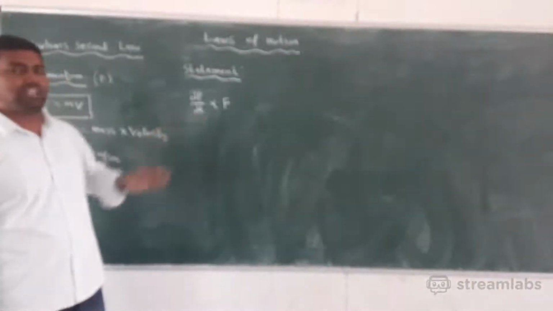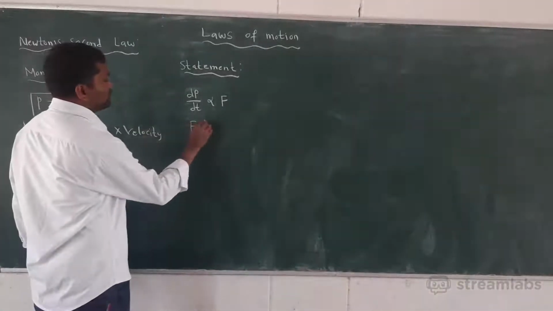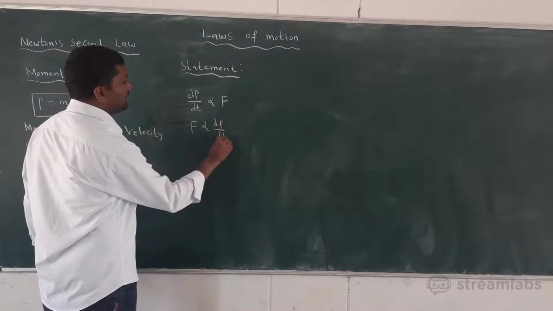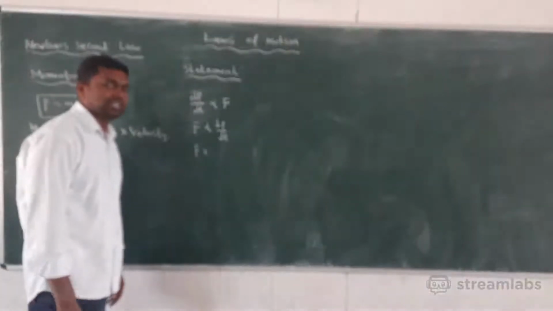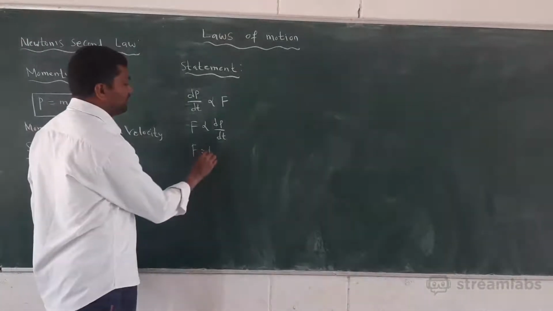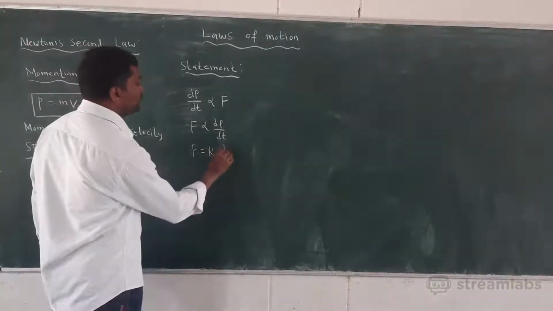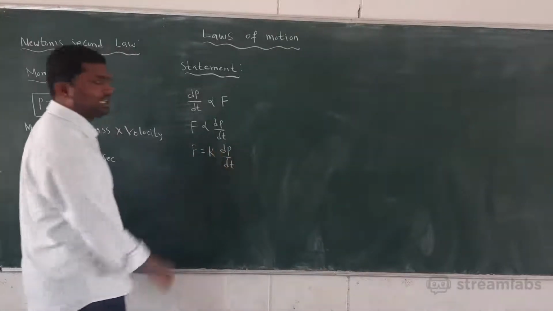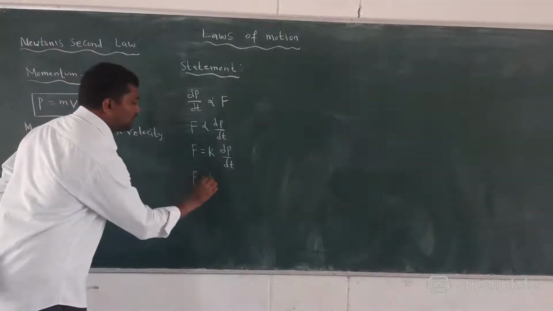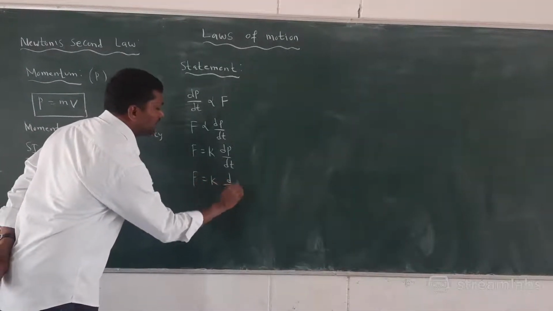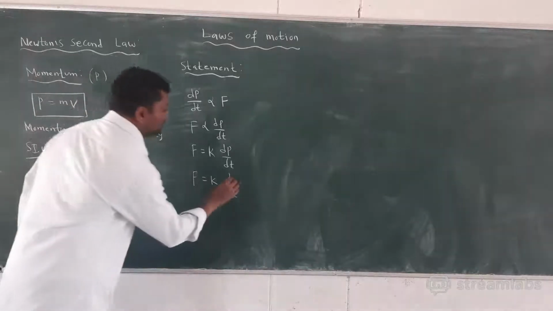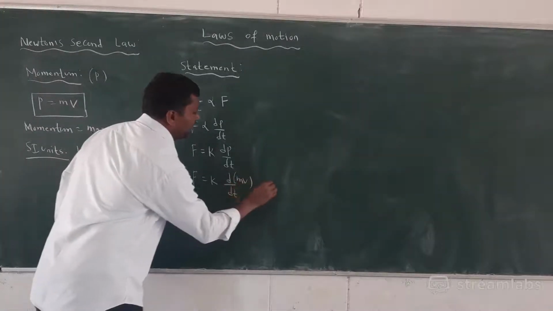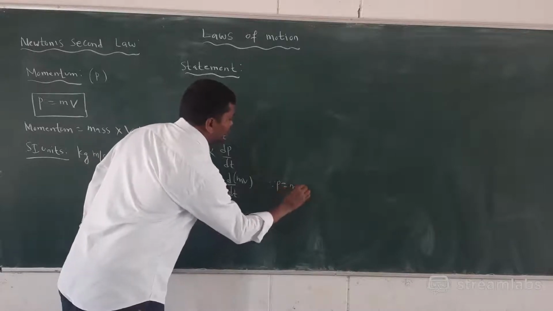Now we can equate the equation. F is proportional to dP by dt, so F is equal to some constant, called the proportionality constant, represented by k, into dP by dt. Here P is nothing but momentum, and the momentum formula is mv. So we substitute mv instead of P, since P is equal to mv.